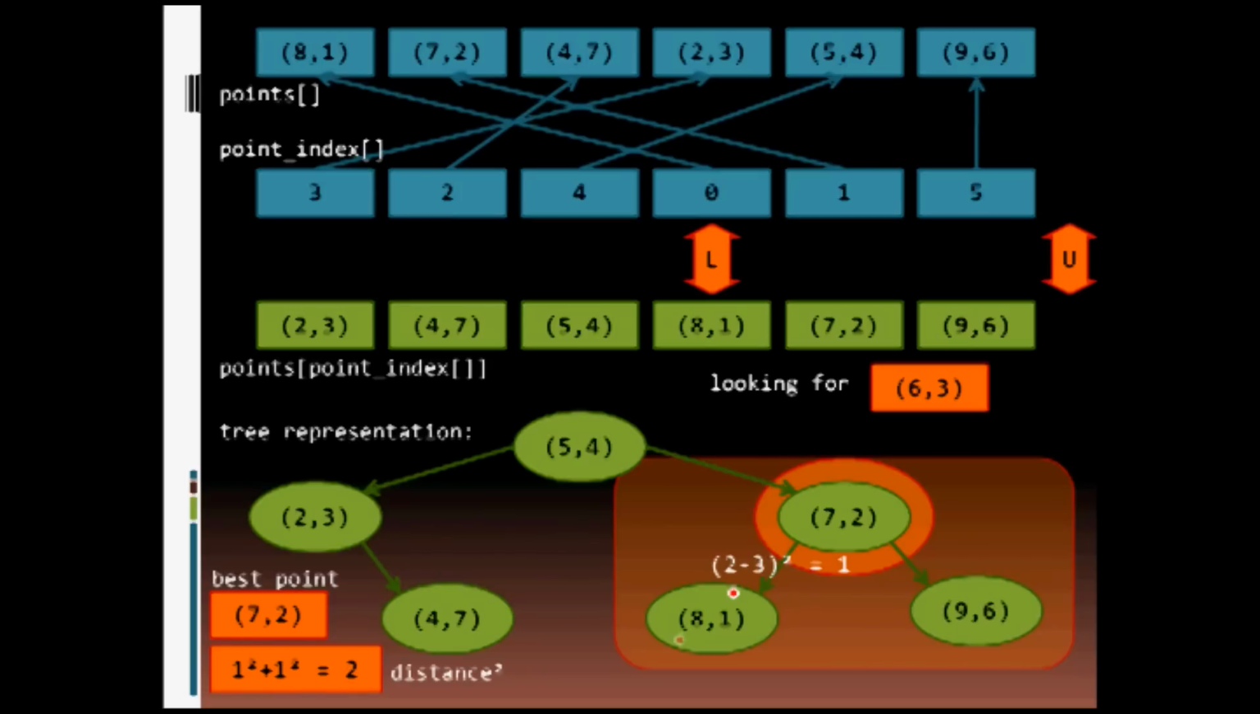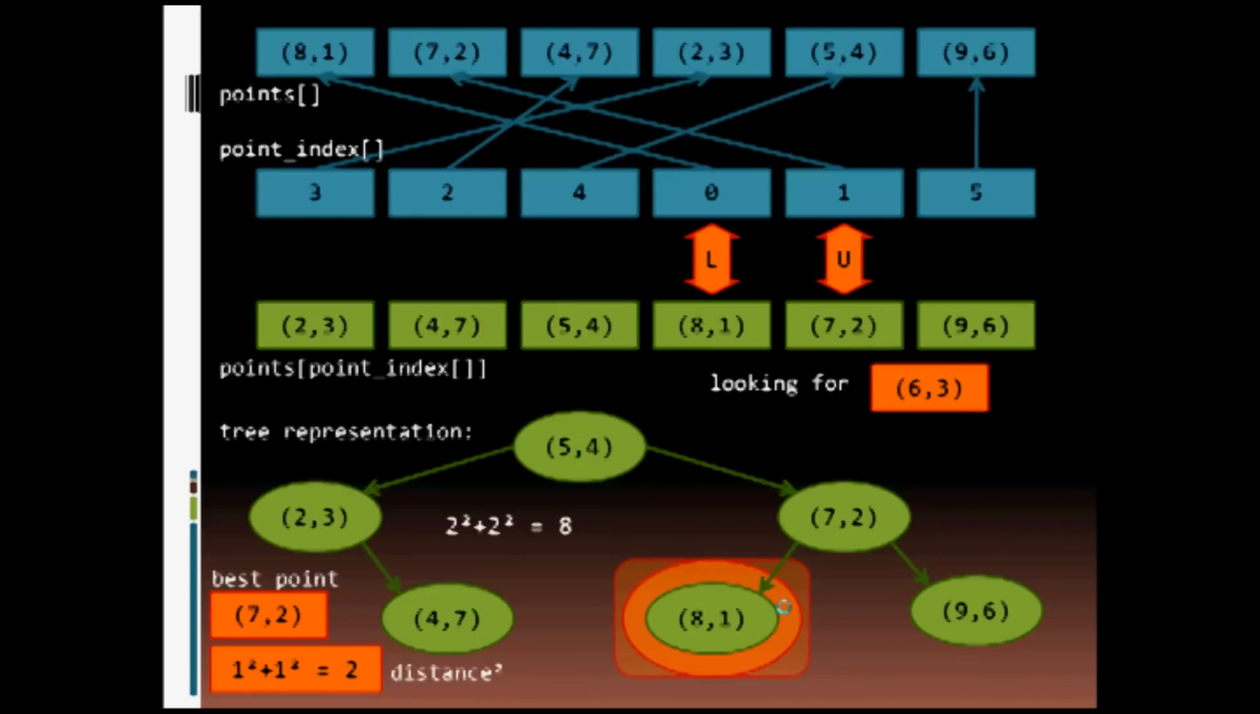Then we check, could there possibly be a node in the left subtree that is closer to 6, 3 than 7, 2 is? We check this by seeing, is the difference in the y dimensions, 3 and 2, that distance squared is 1. That distance squared is less than our current distance squared between our target and our best node. Therefore, there could actually be a node in this left subtree. So we are going to go down into the left subtree and check that recursively. In our recursive call to 8, 1, we are at a leaf node. We check, is this leaf node better than the current best?